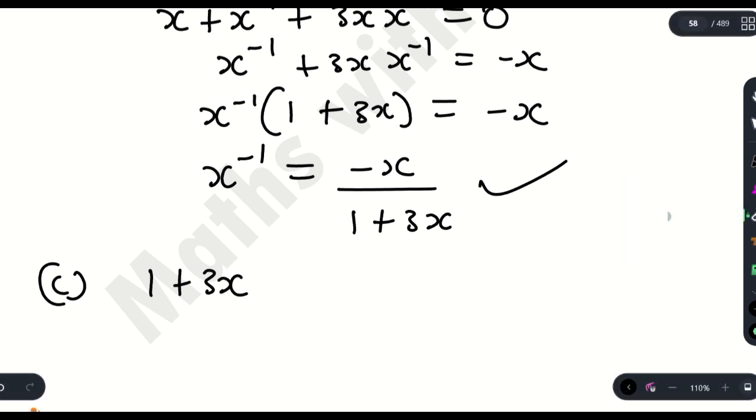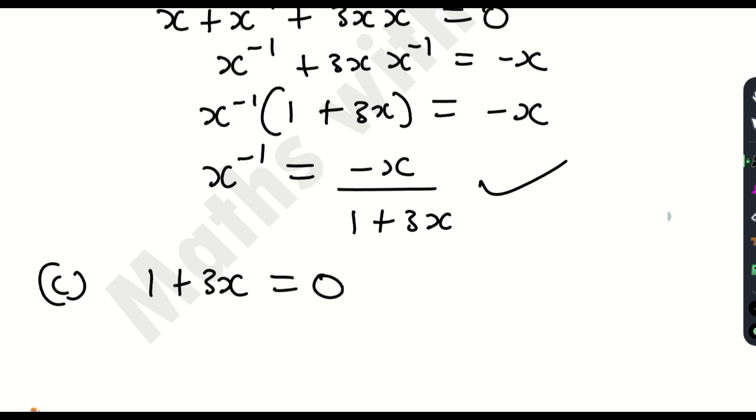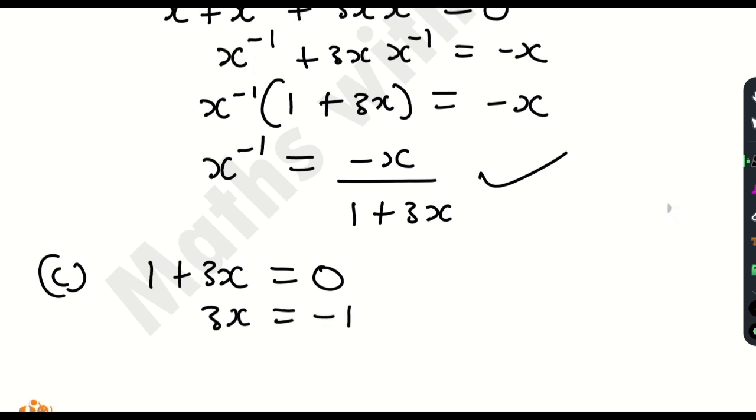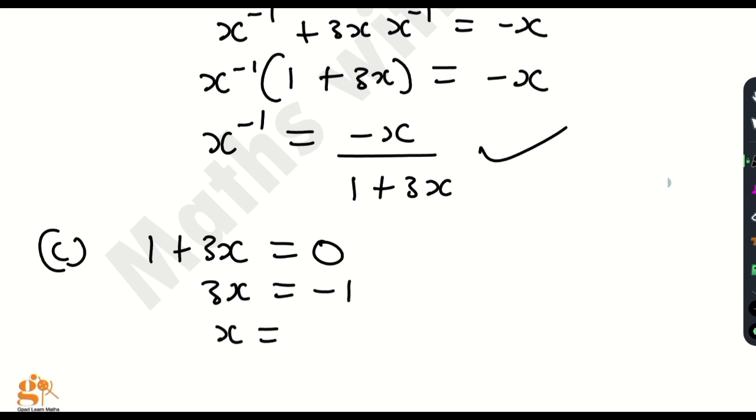Now I'm going to write that 1 plus 3x is equal to 0, and I will get the value of x. Let's transpose 1 to the right hand side: 3x is equal to negative 1. When I divide both sides by 3, I have that x is equal to negative 1 over 3. So when x is equal to negative 1 over 3, the inverse will not exist.